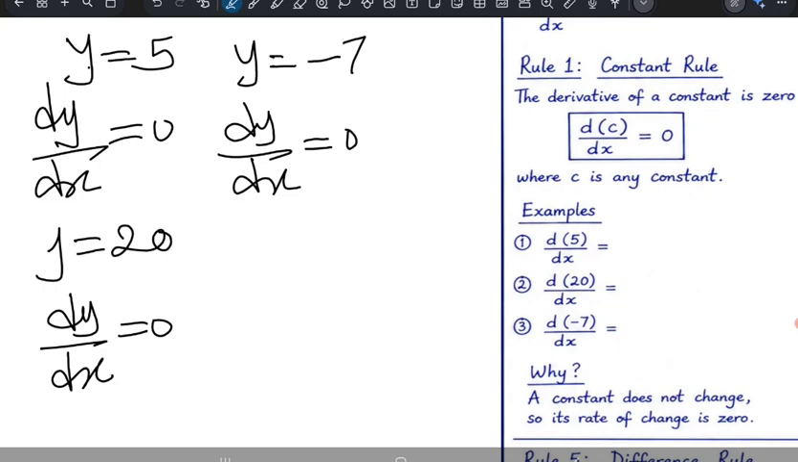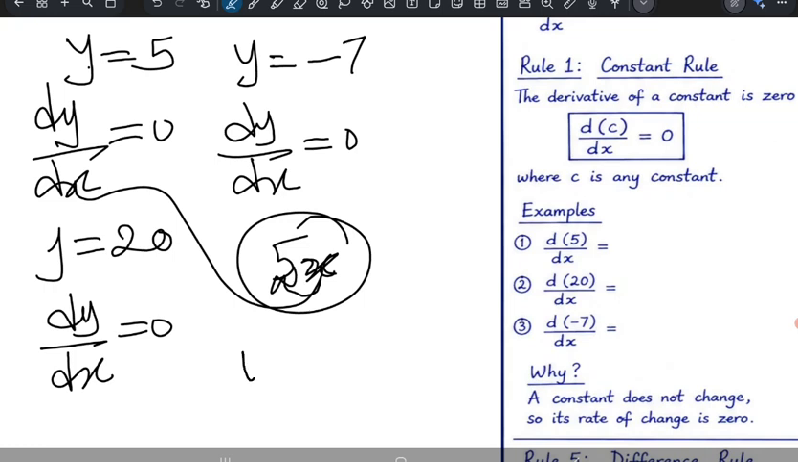What makes it not to have a change? Because the 5 is not with x. If it is 5x, it will be different. The x will affect the 5, but the 5 is constant. It does not have x. We are differentiating with respect to x. That is the first rule. So when you are differentiating a constant value, it gives us 0.